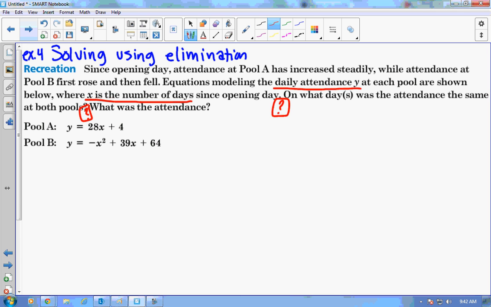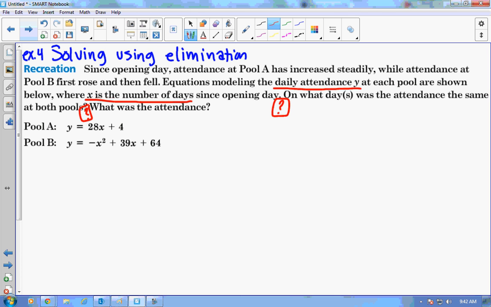Okay, without a calculator, what does it mean when they are the same? If we graph both of these, what will we be looking for? They intersect. When they're intersecting, they are exactly the same. But we're not going to graph them on our calculator. We're going to do this a different way. So no touching your calculators. Hands off the calculators. And then we're going to find what was the attendance.